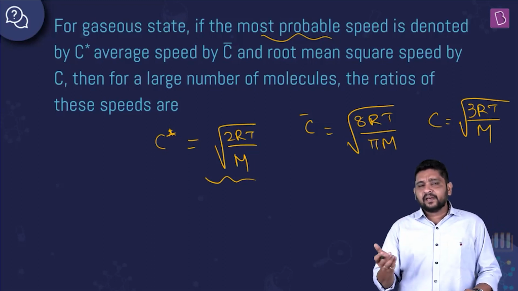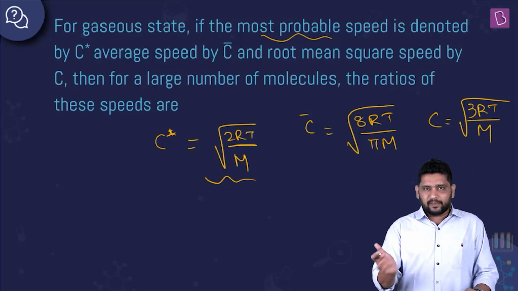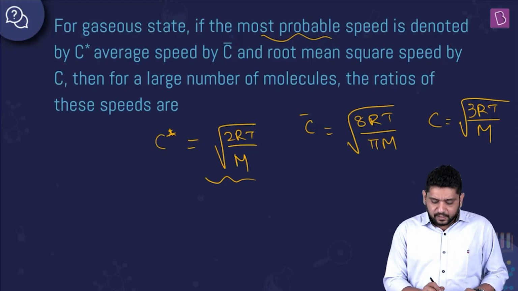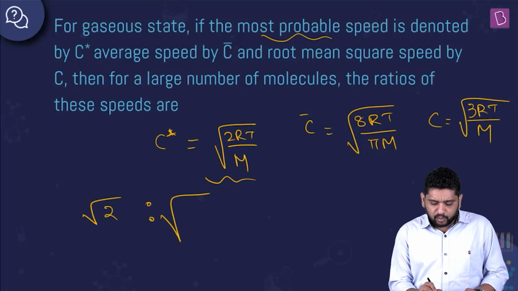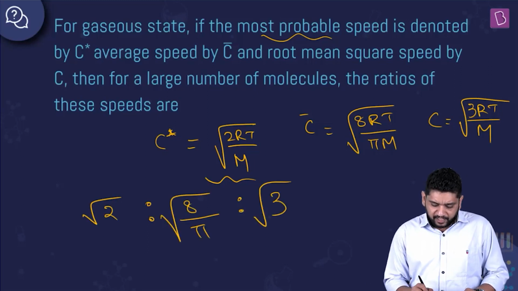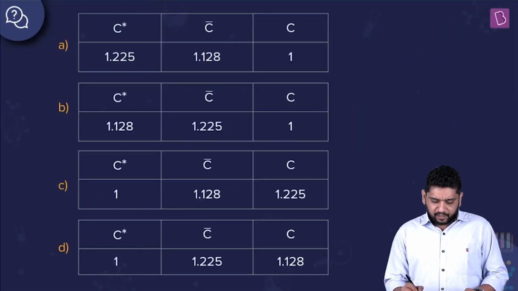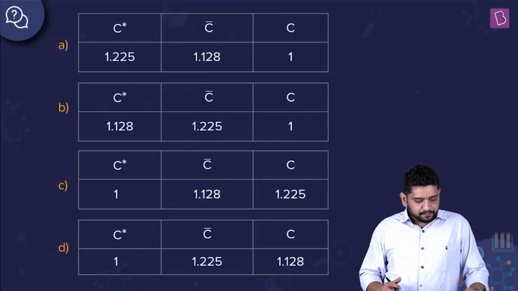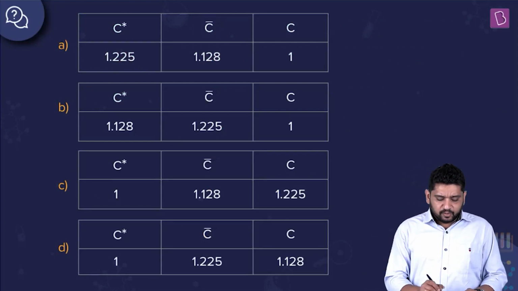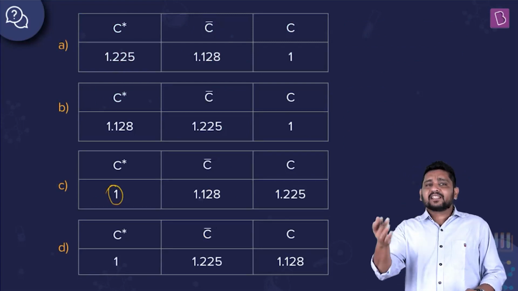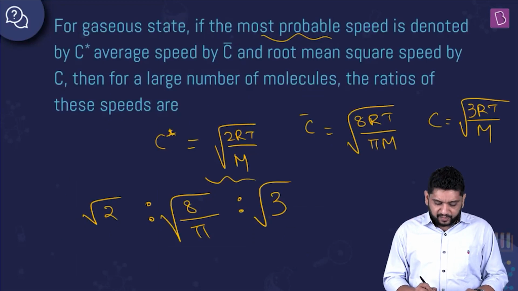So root 2 is to root 8 by pi is to root 3, right? 8 by pi, 8 by 3.14, will be between 2 and 3. Let's see if there is something that looks like this. Obviously the one that is the smallest has to be our C star, so it has to be 1, and everything else can be represented as a ratio of that C star.